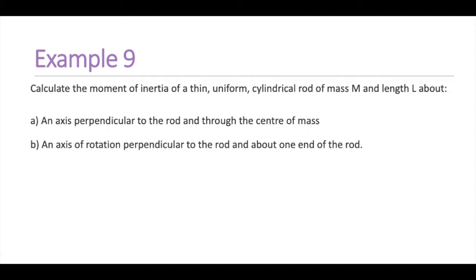Calculate the moment of inertia of a thin, uniform cylindrical rod of mass m and length L about (a) an axis perpendicular to the rod and through the center of mass, and (b) an axis of rotation perpendicular to the rod and about one end of the rod.